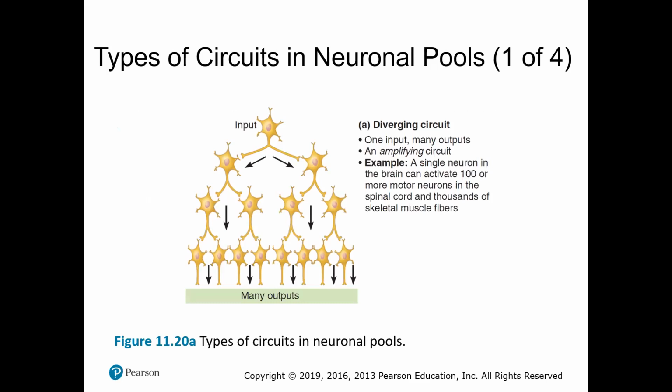One motor nerve controls many neurons, which control thousands of muscle cells, because we've got millions of muscle cells in our muscles. So we have one motor nerve stimulating lots of neurons with lots of axon terminals. Remember, every neuron can control up to 300 or 400 muscle cells with 300 or 400 axon terminals. So you have a nerve controlling many neurons, controlling many, many axon terminals. That is a diverging circuit.